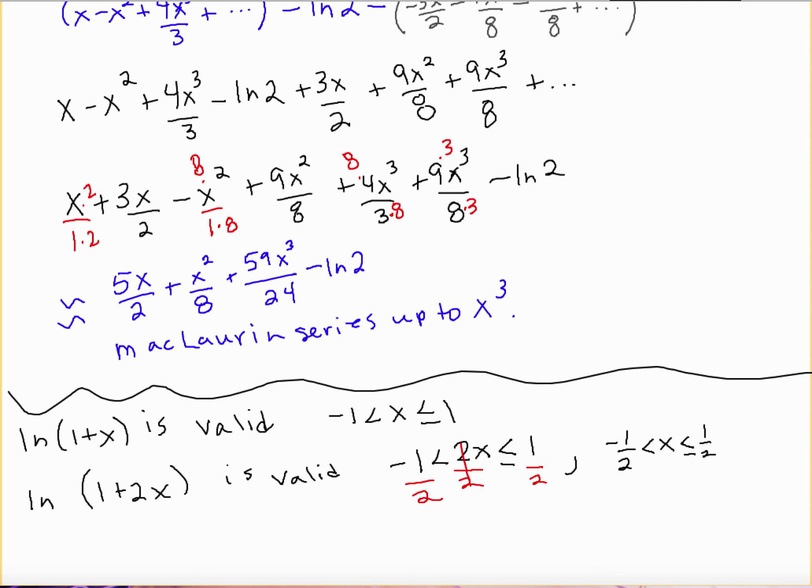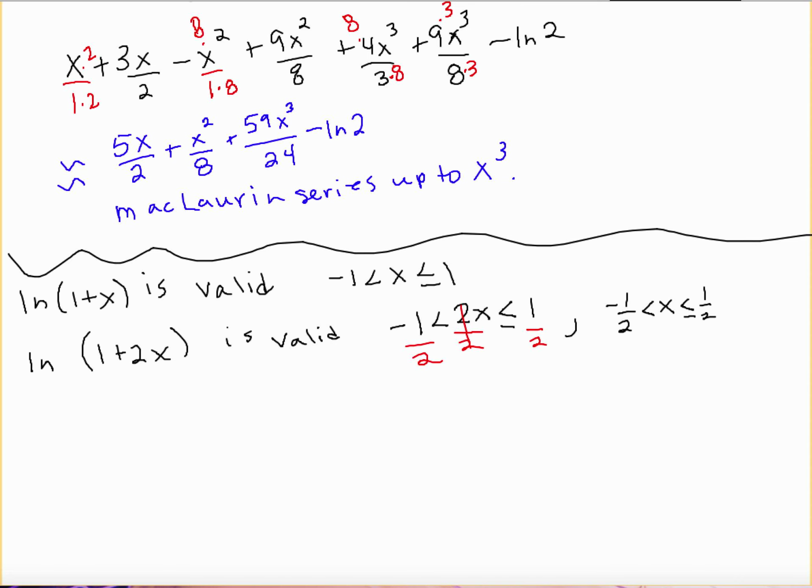So this is where that ln(1 + 2x) piece is valid. So now let's go check out that third piece. That was the natural log. Let's do this one in blue. The natural log of 1 plus negative 3x divided by 2. So this is going to be valid also between negative 1 and positive 1.